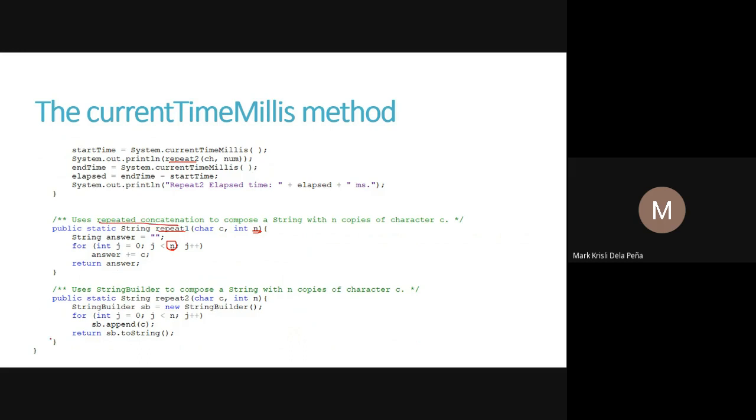The other one, a different algorithm, will use the StringBuilder class to compose the n copies of that character. Here we will be using the append method, StringBuilder's append. Meaning we just append, or add, the character c.